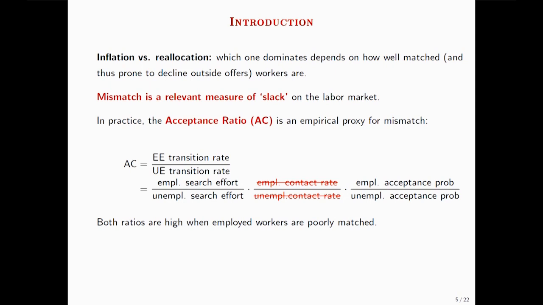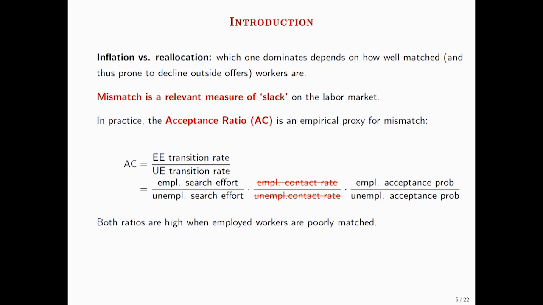Both of these two ratios are high when employed workers are poorly matched. Why? Because when employed workers are poorly matched, they're keen to change jobs, and so they put a lot of effort into search, hence the ratio on the left here is high. And also, when employed workers are poorly matched, they're more likely to accept any random offer that they receive, because it's more likely that that offer will improve on their current situation.